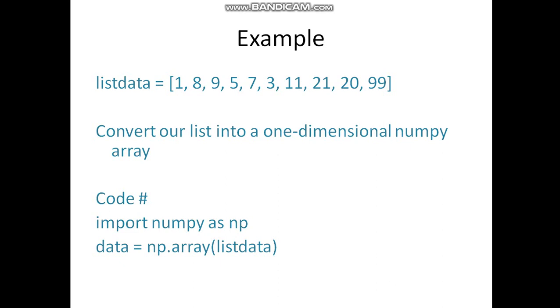Let us see an example of list data. We have one-dimensional list data. First we need to convert the list into a one-dimensional array. The code is written like import numpy as np. We just declare the module and import it as np. Then we have the array method, and using that method we can convert the list data into array data. Once we have the data set, we can use various methods available in NumPy to process the data and represent it in various formats.